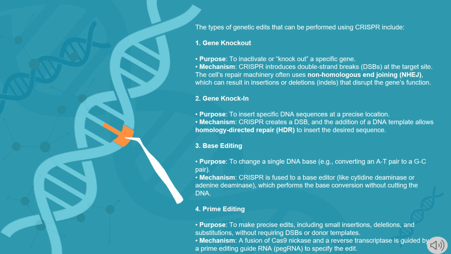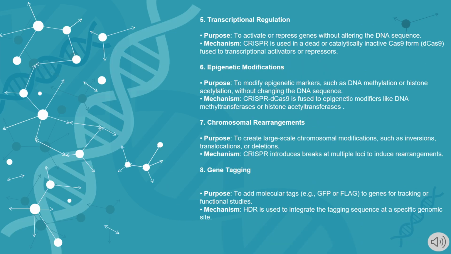4. Prime editing. Purpose: to make precise edits, including small insertions, deletions, and substitutions, without requiring DSBs or donor templates. Mechanism: a fusion of Cas9 nickase and a reverse transcriptase is guided by a prime editing guide RNA, pegRNA, to specify the edits.